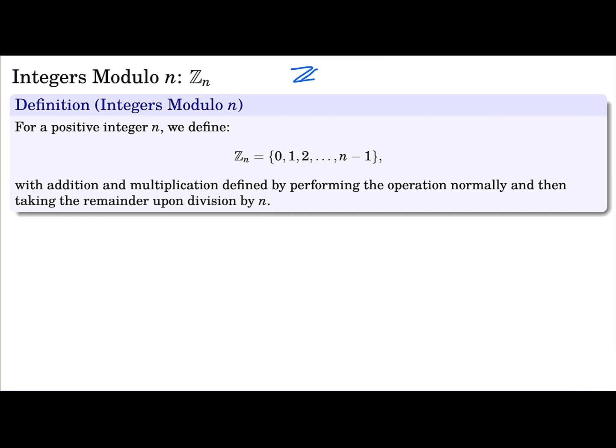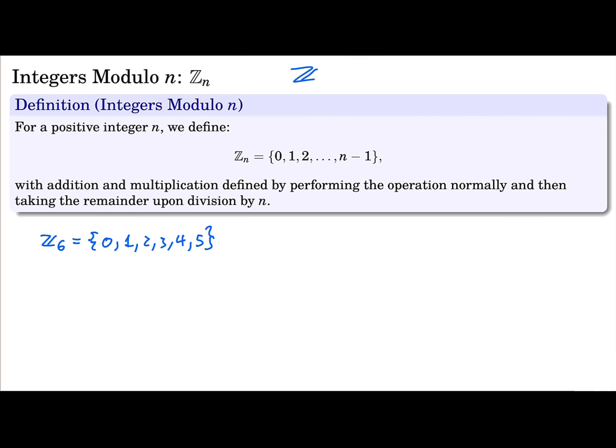The way that it's going to work is we will actually add and multiply as we do in the integers, but then we're going to divide by n and see what the remainder is. So essentially we're doing congruences, right? So let's see an example. Let's say that we're working in Z6. So Z6 is going to be the integers 0, 1, 2, 3, 4, and 5. Notice there are 6 of them, and they go from 0 to 5.